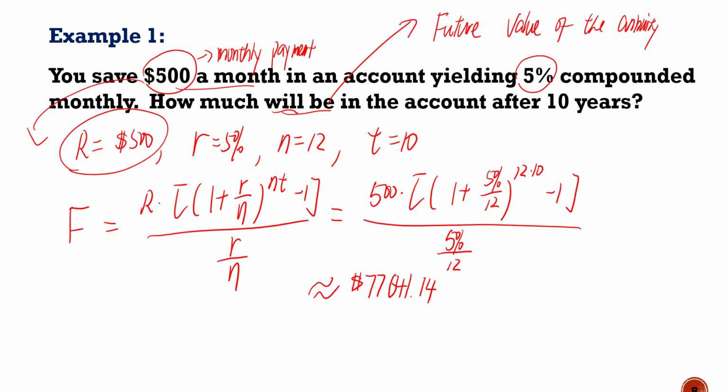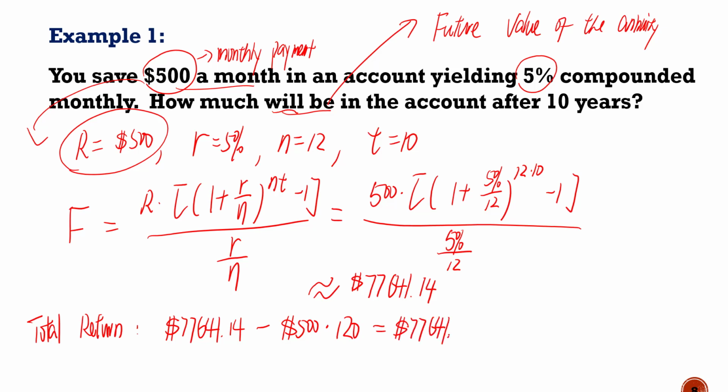And if you want to know the total return on this annuity account, you could do this: you are getting $77,641.14. Remember, you are making a $500 payment towards the account over 10 years, 12 times per year, that's 120 times. So multiply by 120. So we end up with $77,641.14 minus 60,000.